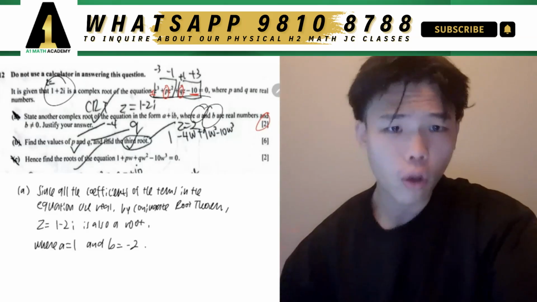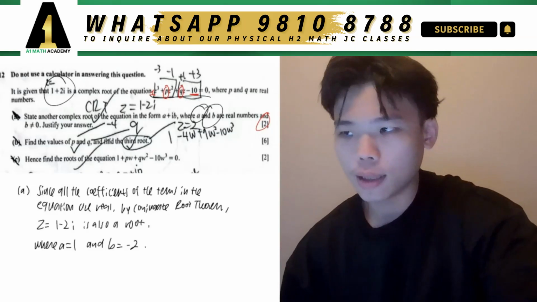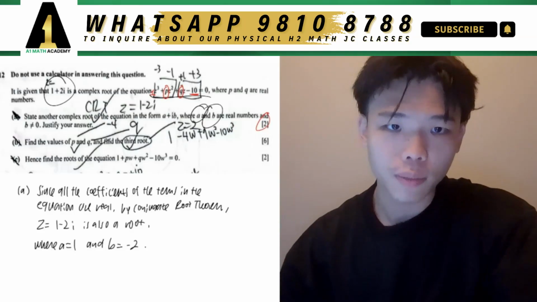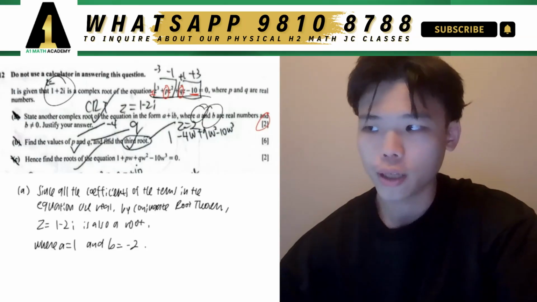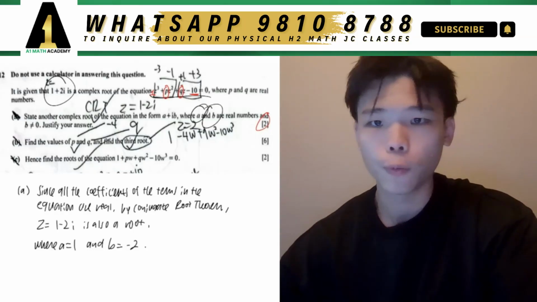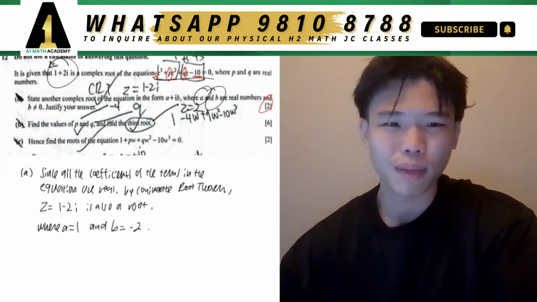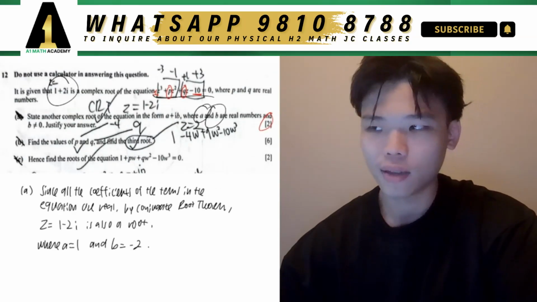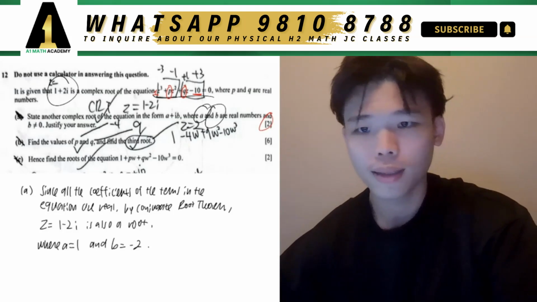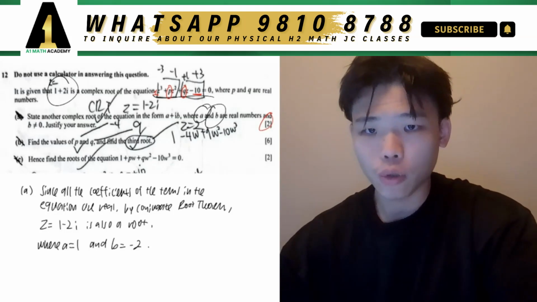So complex numbers, especially in the new syllabus, are actually a lot simpler compared to the previous syllabus because they actually omitted exponential and trigonometric forms, right? So more or less they can't really test that much anymore, which is a good thing. So make sure your basics just like this are really dialed in if you want that free 2 marks. Now for B, find the values of p and q and then find the third root.